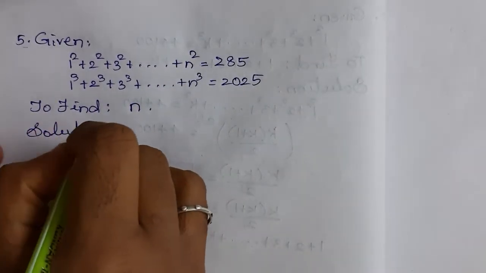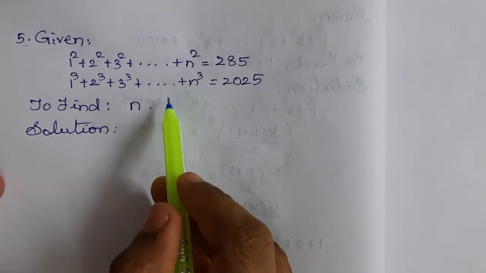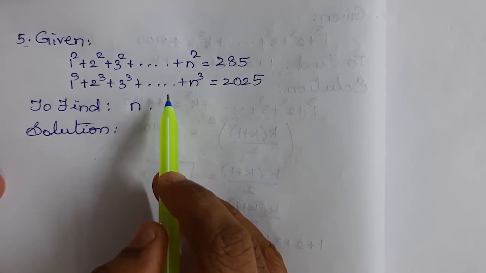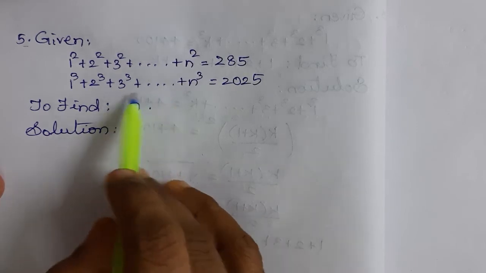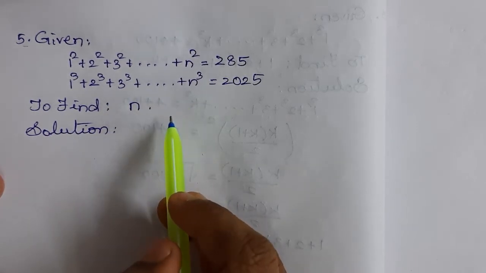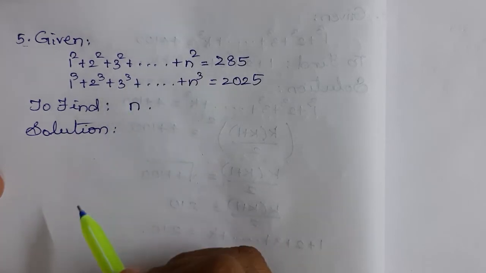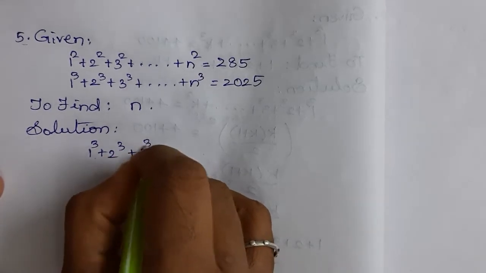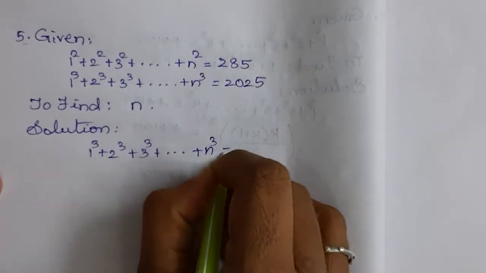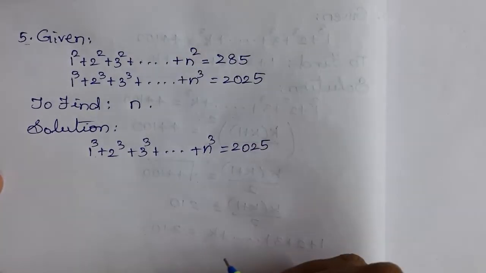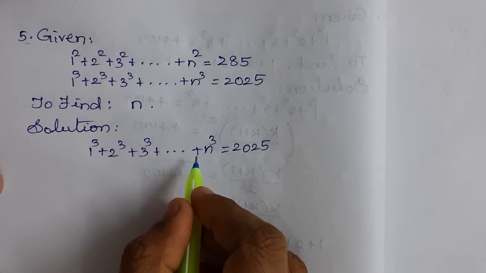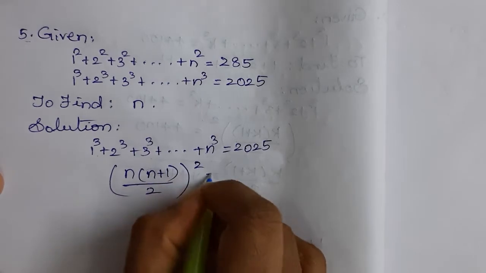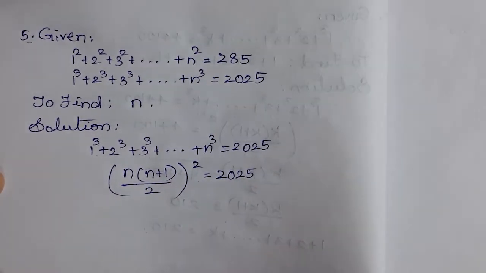Now how to find it? In both cases, we know the formula for the sum of n square numbers and the sum of n cube numbers. We'll take the simplest one, that is the cube formula, to find the value of n, and then we'll verify with the square formula. So first is 1 cube plus 2 cube plus 3 cube plus etc. plus n cube is equal to 2025. Now the sum of n cube numbers: the formula is [n(n+1)/2] the whole squared, which is equal to 2025.